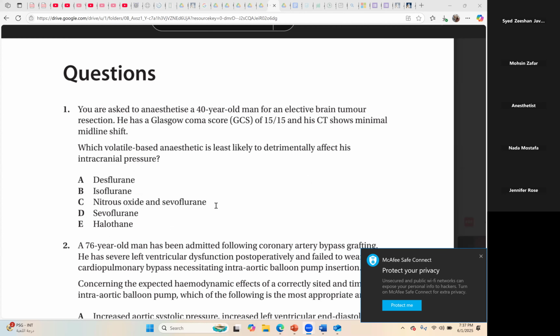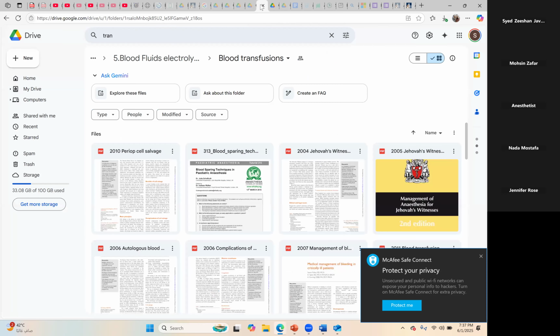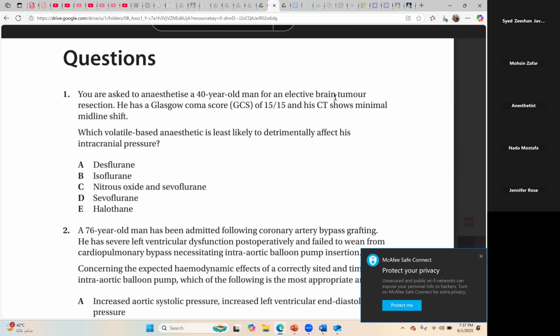So the first question is about a 40-year-old male with a brain tumor, GCS 15 by 15, minimal midline shift. Which volatile anesthetic is least likely to detrimentally affect his intracranial pressure? Actually, there will be a contrast in the ideas, because before we used to think about isoflurane, but in the recent data, it's sevoflurane. So, just a few words about brain tumor.